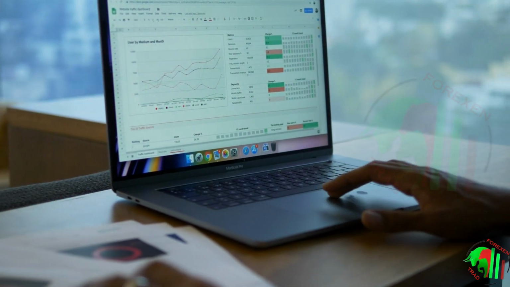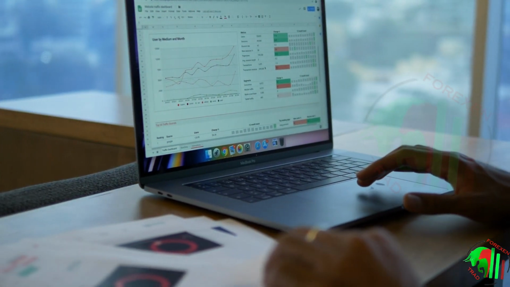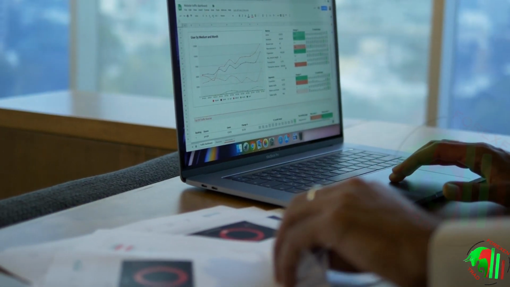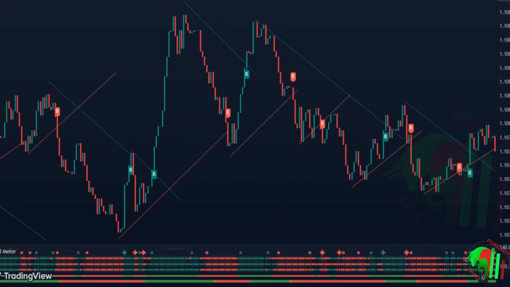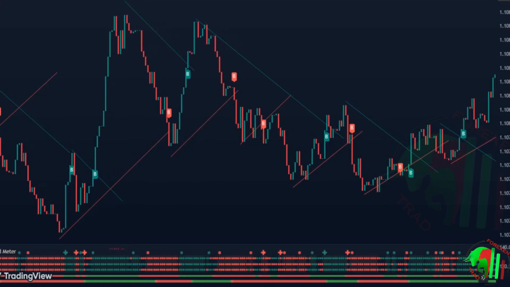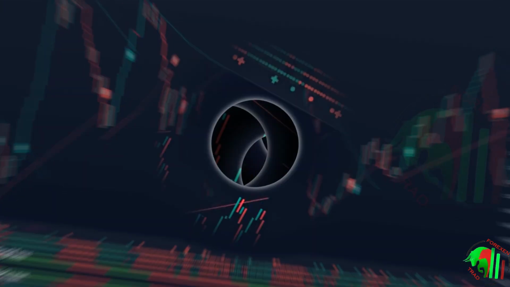Hello, traders. I have two indicators that we'll be using together for scalping trades. Each time frame has its own settings to ensure our entries and exits are well timed. Let's start with the 1-minute time frame.